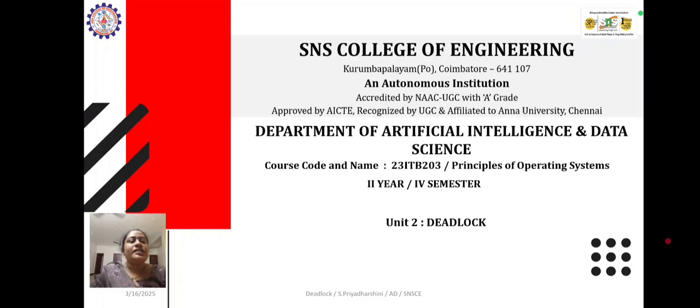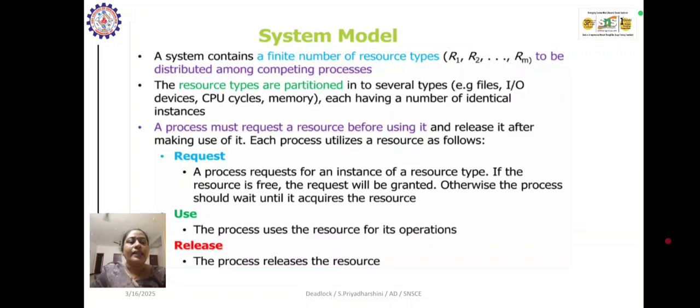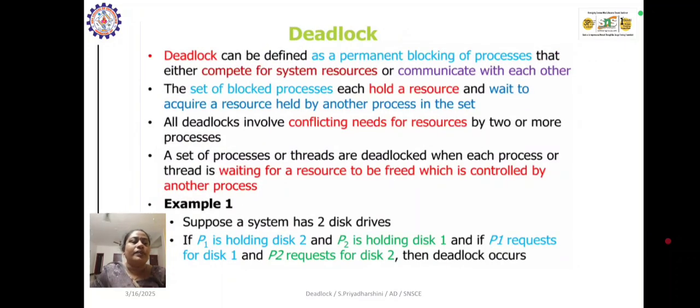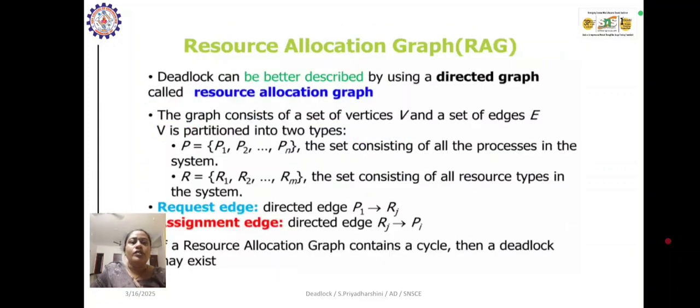In the previous session we saw what a deadlock is, the system model, and how a deadlock is characterized. We saw that a deadlock can occur if four conditions hold simultaneously in a system. What are they? Mutual exclusion, hold and wait, no preemption, and circular wait. Now in this video we'll see how to detect cycles in a deadlock.